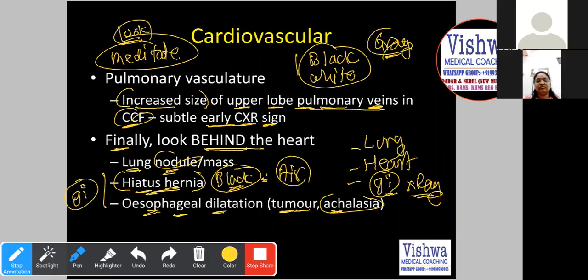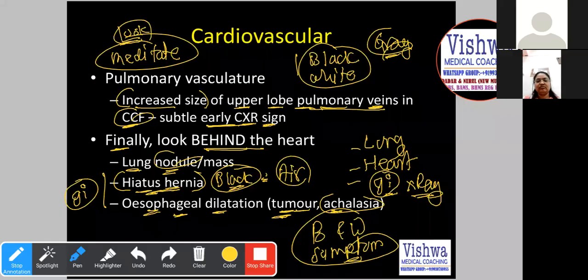This is what we can think, because interpretation is according to what is black and what is white, and what are the symptoms. If you know these three things, you can diagnose many things in an X-ray.